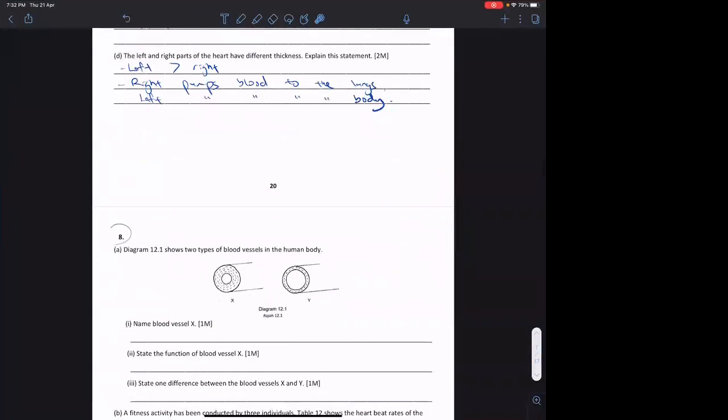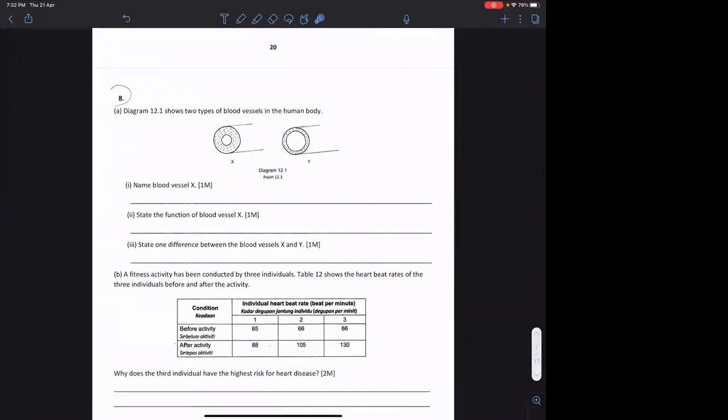Okay, let's go to question 8. So there are two types of blood vessel here. Blood vessel X would be your artery. Same question. The function of blood vessel X is to carry blood away from the heart.